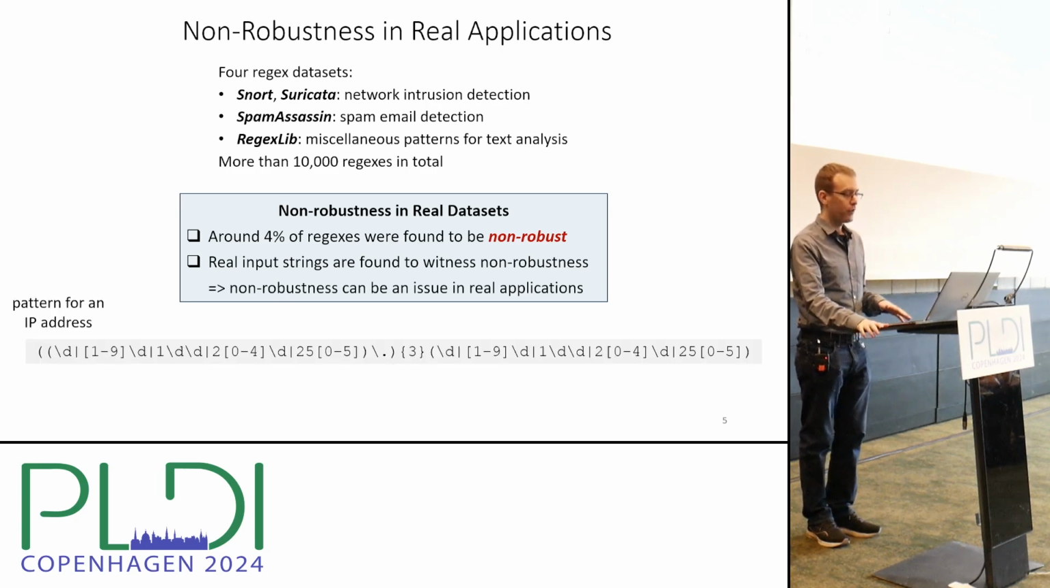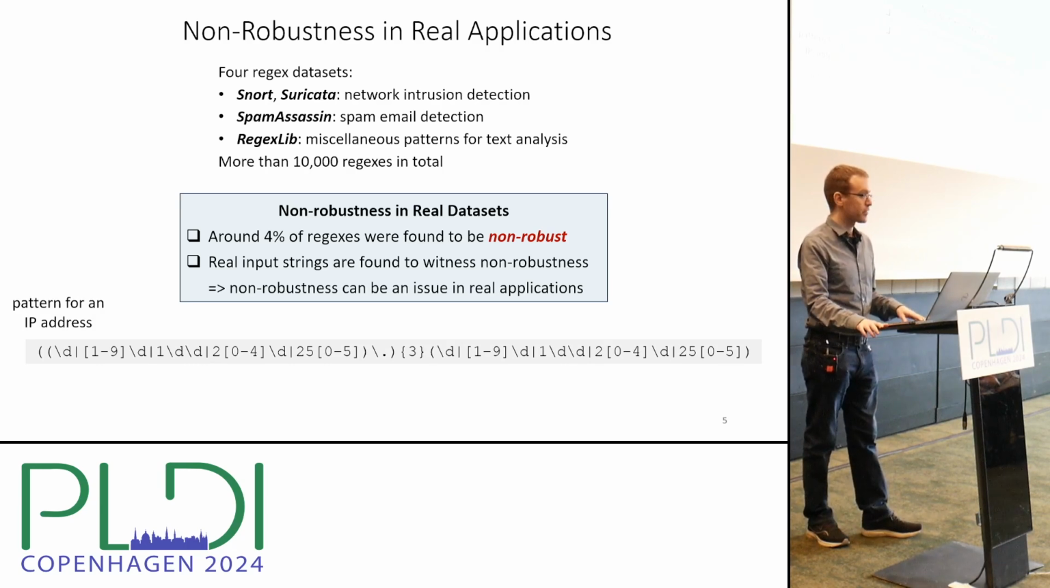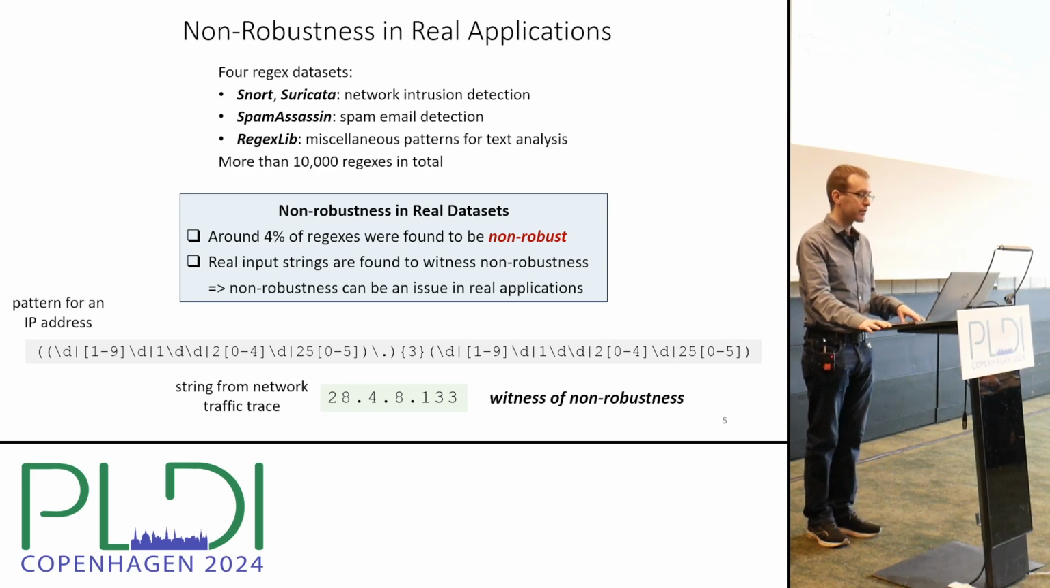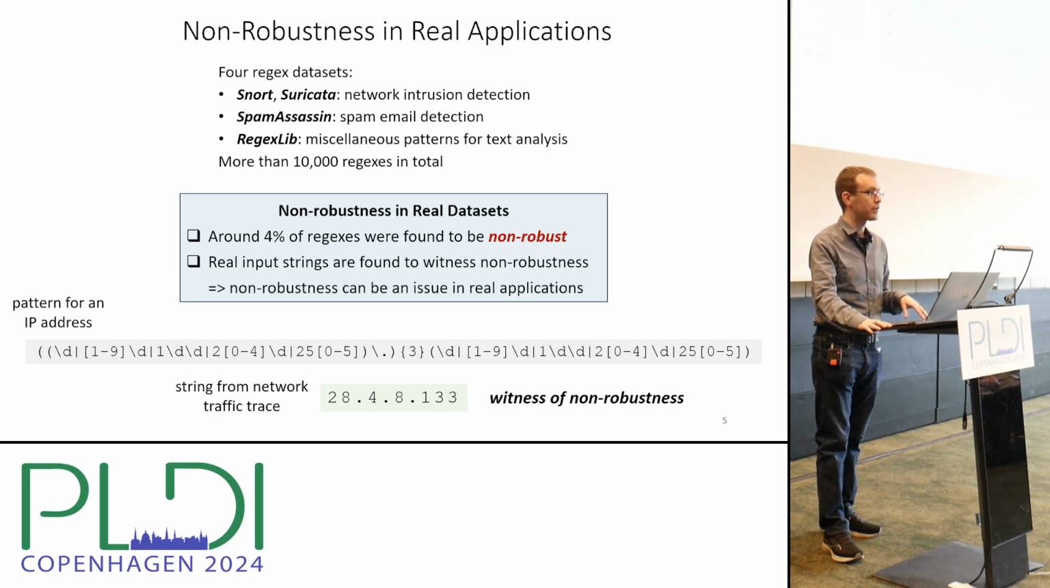As an example, let's take a look at this pattern that specifies an IP address that I took from the Snort dataset. And here is a string that I extracted from a real network traffic trace file. This string indeed witnesses non-robustness for the pattern that I'm showing.